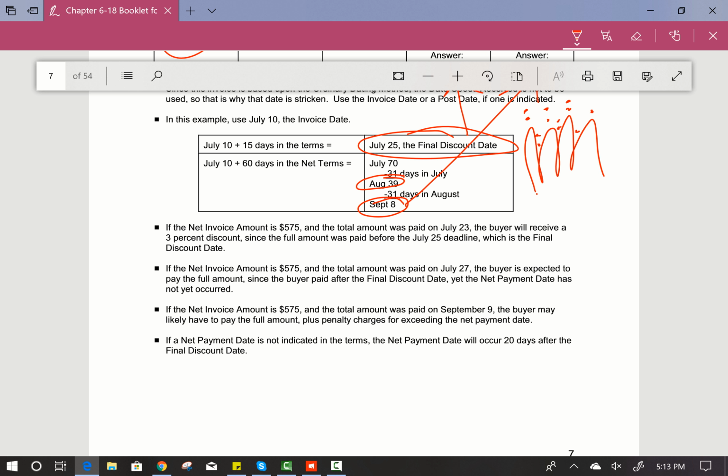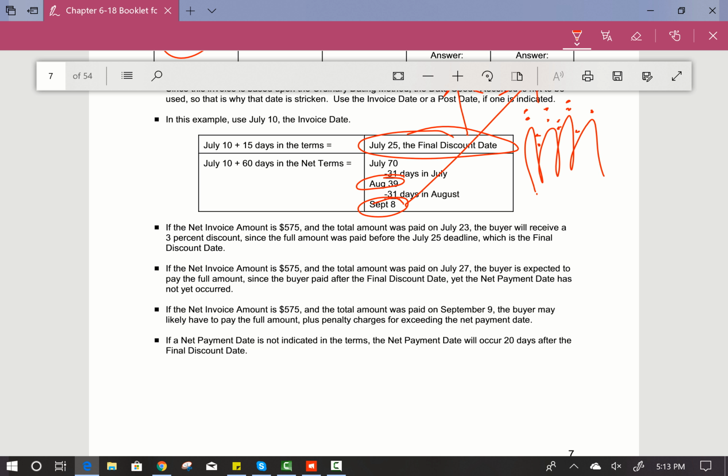So if the net invoice is $575 and the total amount was paid on July 23rd, the buyer will receive a 3% discount since the full amount was paid before the July 25th deadline, which is the final discount date.